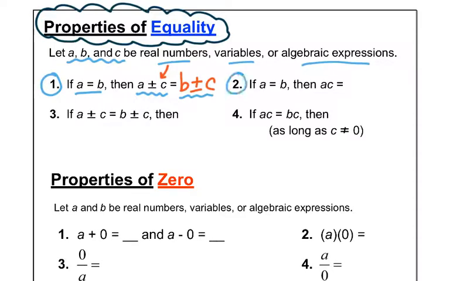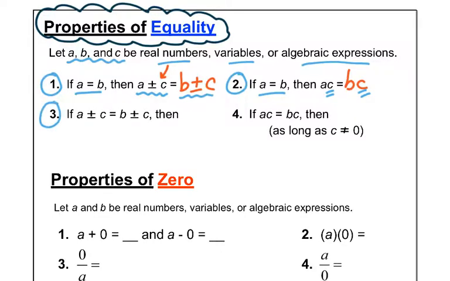Number 2, if A equals B again, then A times C, well, look what I did to the left side. I multiplied the left side by C. Well, then I have to multiply the right side by C, right? So it should be B times C. If I multiply one side by a number, whether it's positive or negative, I just have to make sure I multiply the other side as well. And you can use any kind of numbers for examples, but they do work fine.